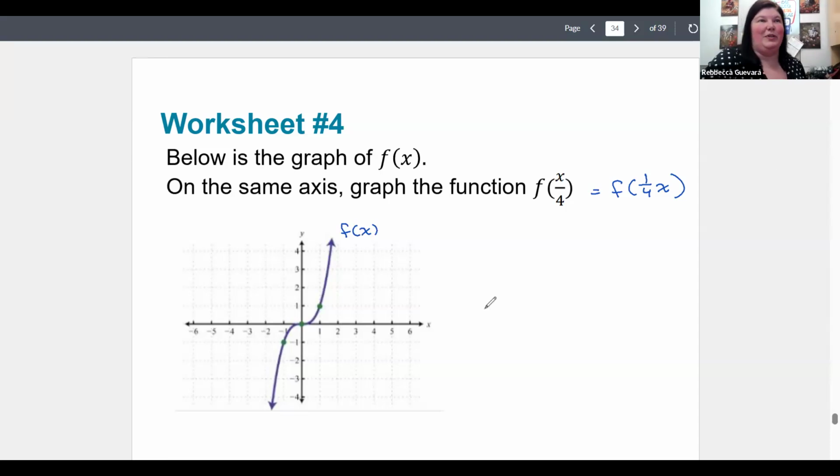So we'll pick a couple points here. We have a point here at 0, 0. We have a point here at 1, 1. And we have a point here at -1, -1. So what we see here is that we should be multiplying all our points by 1/4, or dividing them all by 1/4, I'm sorry, which is going to turn into basically multiplying them all by 4.